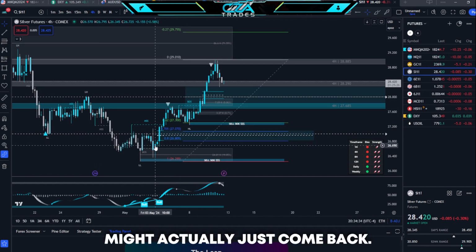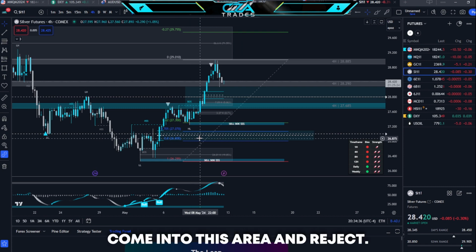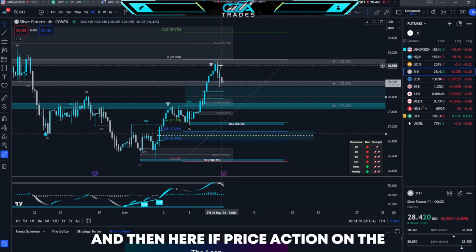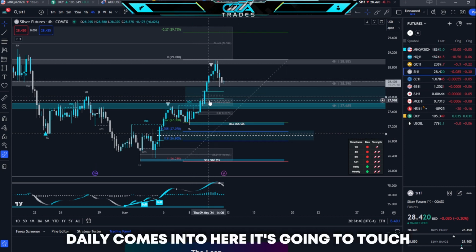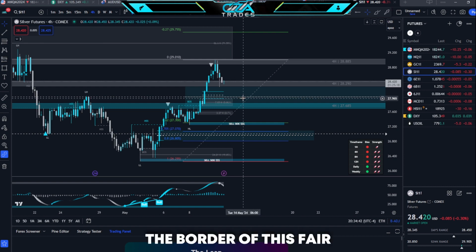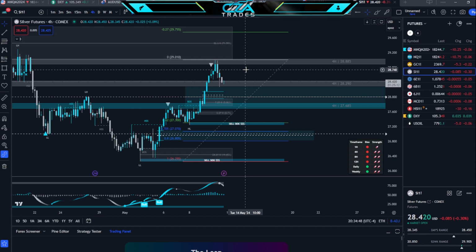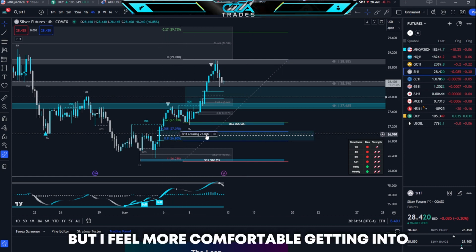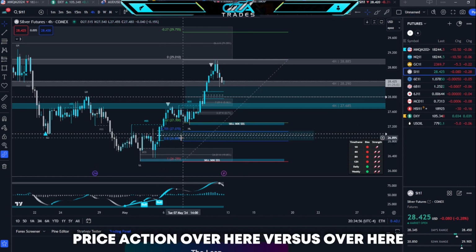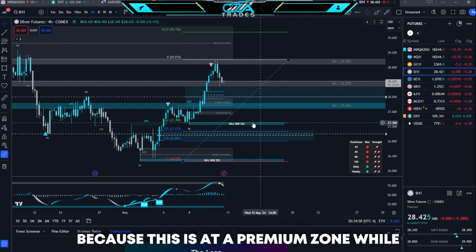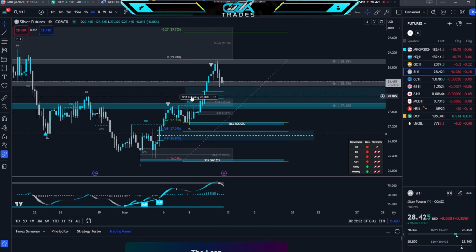But this one looks like it might actually just come back. Yeah, come into this area and reject. And then here, if price action on the daily comes into here, it's going to touch somewhere here, the border of this fair value gap and this order block. That's what we're looking for. But I feel more comfortable getting into price action over here versus over here, because this is at a premium zone while this is at a discount zone.